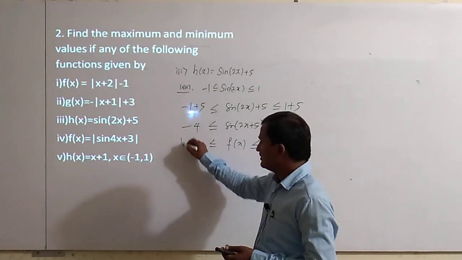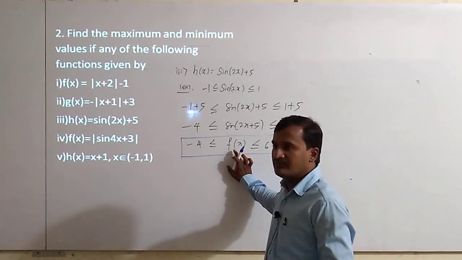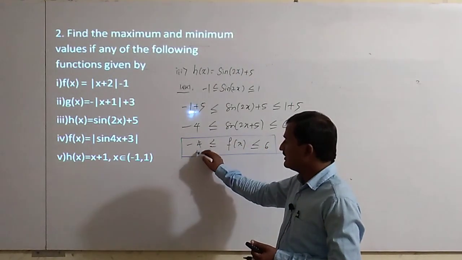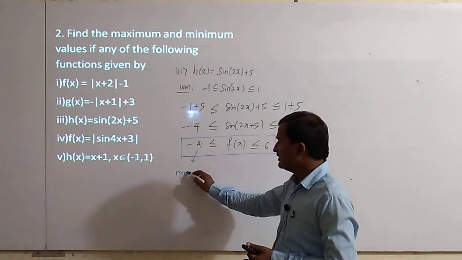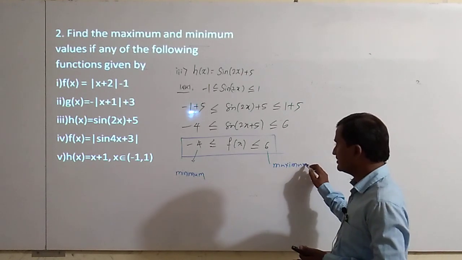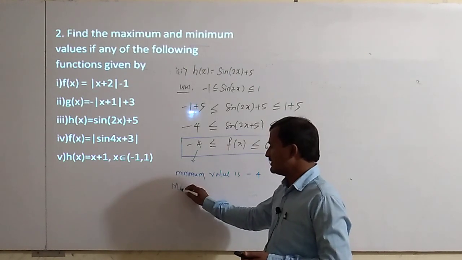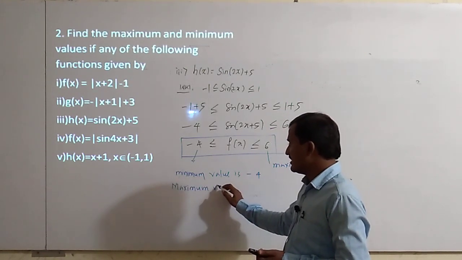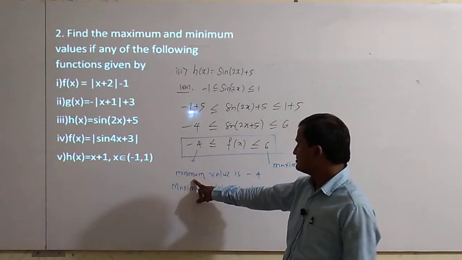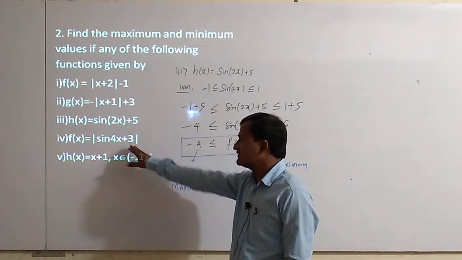So therefore here you should see that the functional value, that is f of x, lies between minus 4 and 6. So clearly it is a minimum value, clearly it is a maximum, right? So minimum value is minus 4. Then what about maximum? Maximum value is 6. Minimum is minus 4, maximum is plus 6. Okay, right. Next we will go to this function.